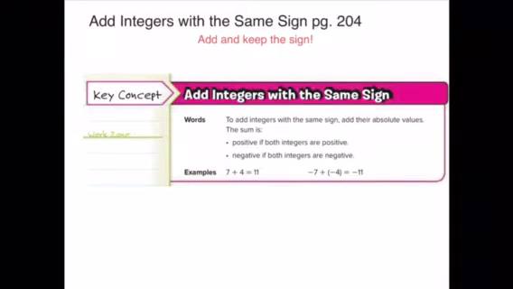Add integers with the same sign on page 204. You add the two numbers, you keep the sign. So to add integers with the same sign, add their absolute values. The sum is positive if both integers are positive, negative if both integers are negative. So you can see 7 plus 4, we know that's 11. Since 7 and 4 are both positive, 11 is positive. If we have -7 and -4, together they make 11, but it's -11 because both numbers were negative.